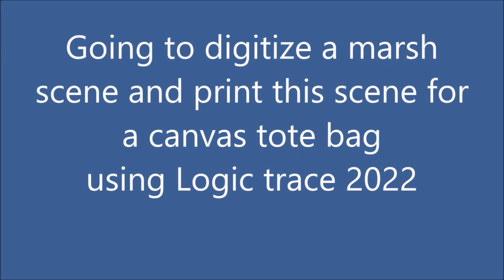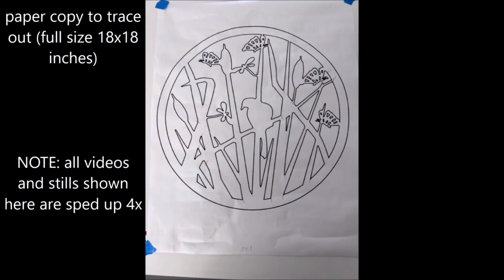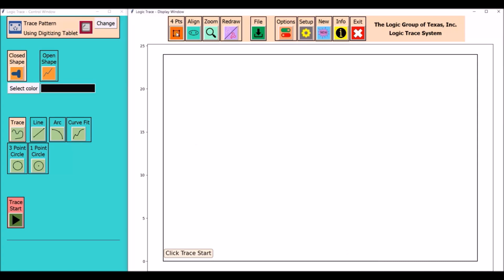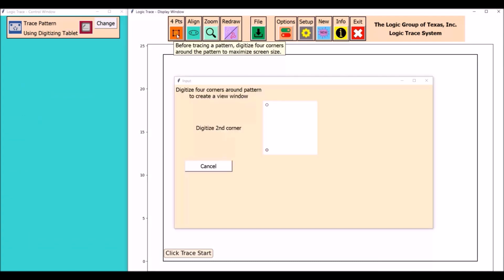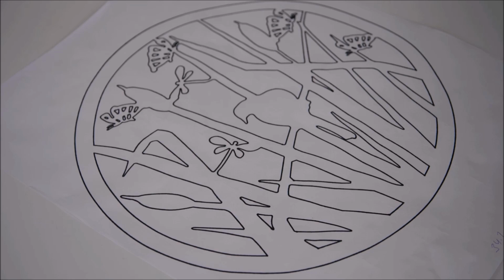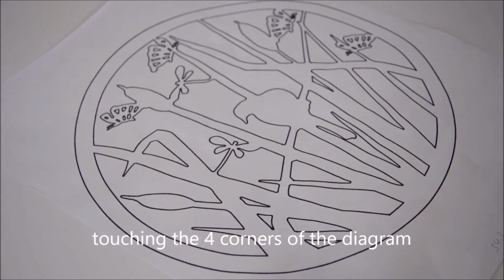I'm going to digitize a marsh scene. I'll be tracing out a full-size diagram. First thing we're going to do here is define the 4 points of the diagram using Logic Trace software. You can see there I'm touching the 4 corners of the diagram. That defines my workspace.